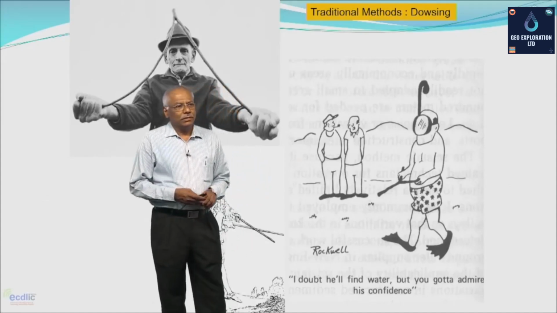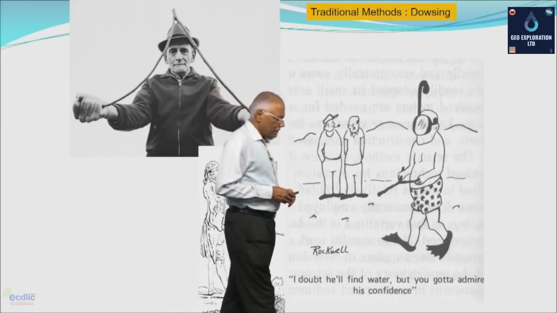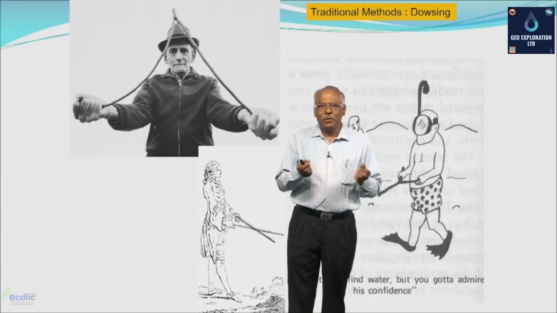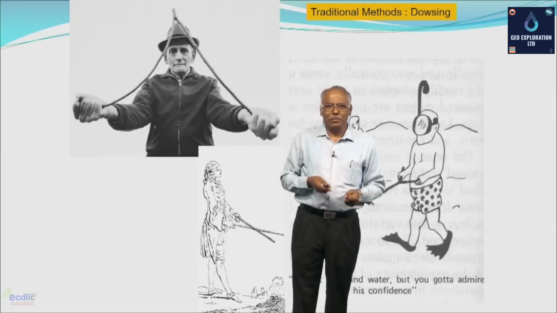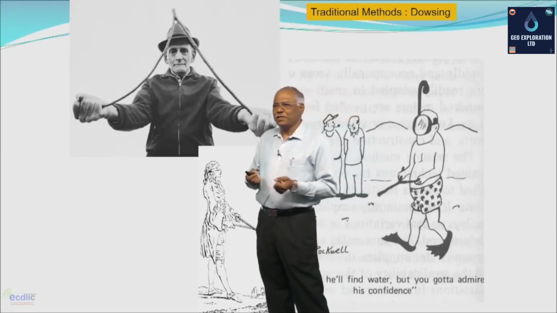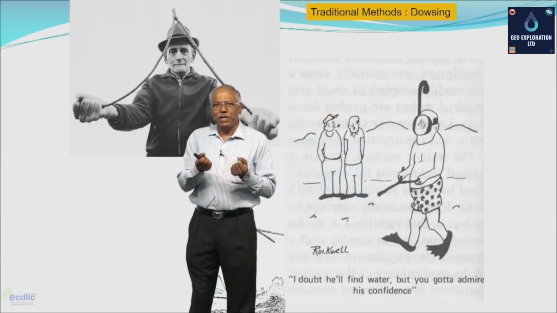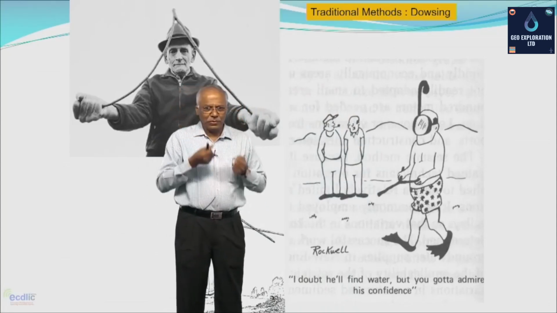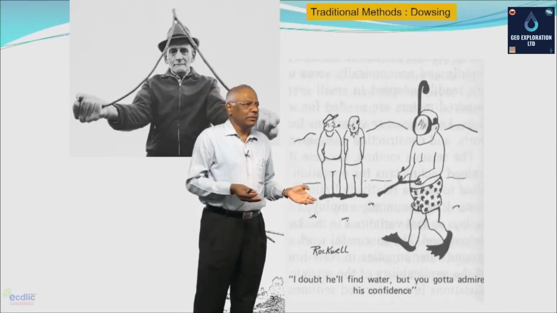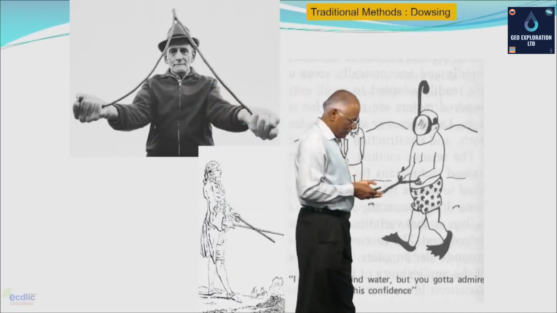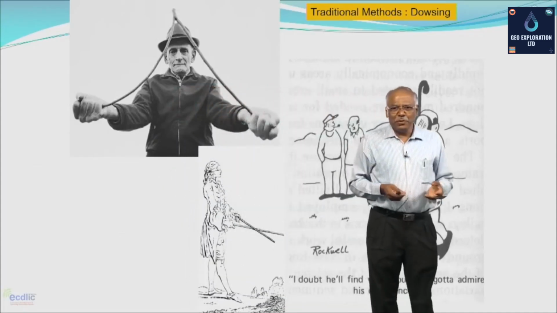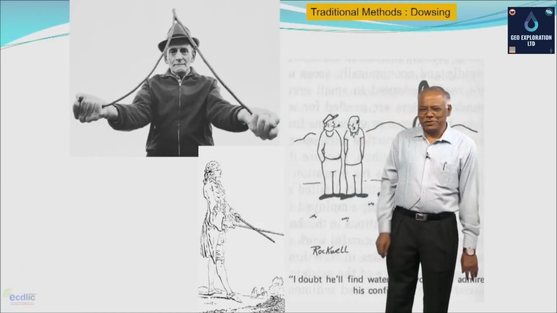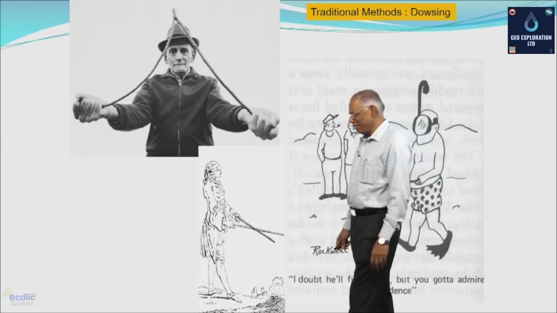a Y-shaped twig of the tree, hold it in hand, which you can see in the picture, and just go around, and when that particular twig changes its direction from above to below, then the person identifies the spot. Of course, there are a lot of doubts and there is a debate also about this particular technique.